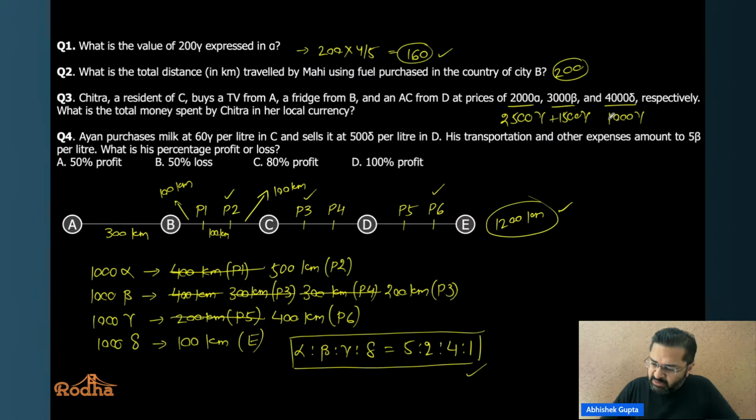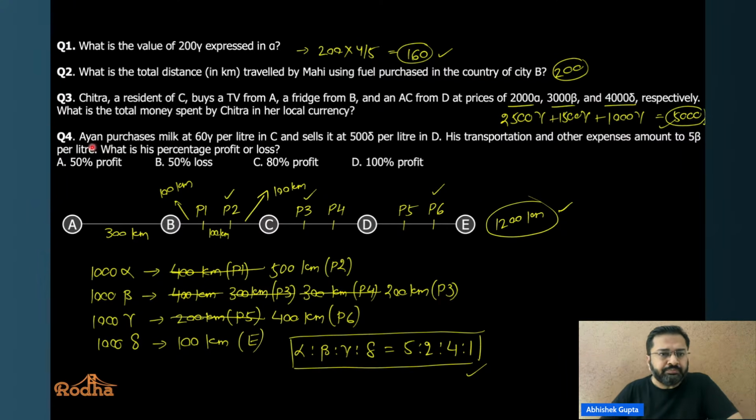You add this one, this one, and this one. And what would you get here? You will get 5000. Obviously, it's already written here that this is in Chitra's currency. What is Chitra's currency? It is gamma. So it is what we have got. So this becomes our answer here, 5000.